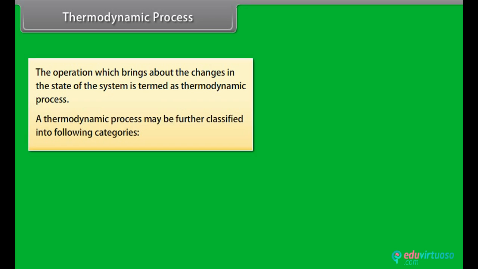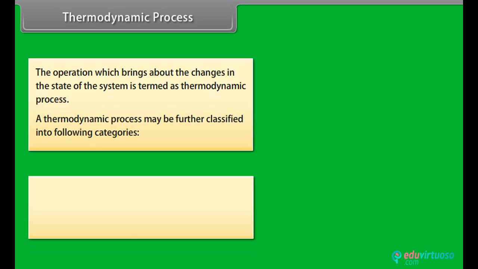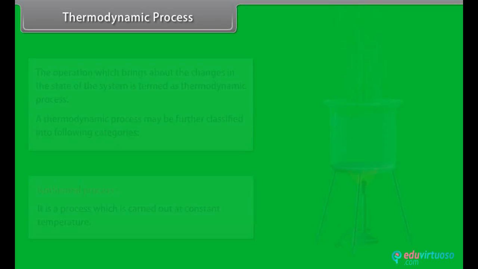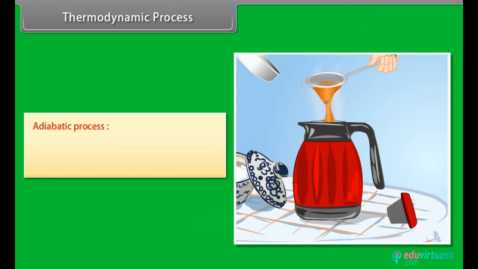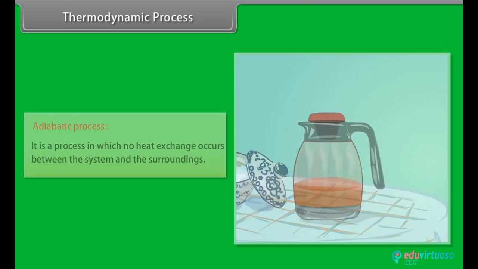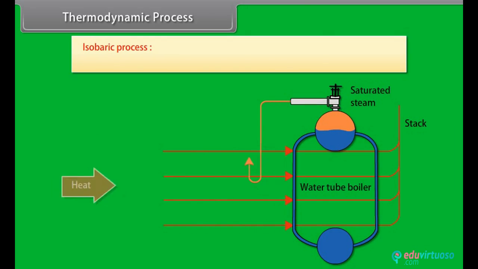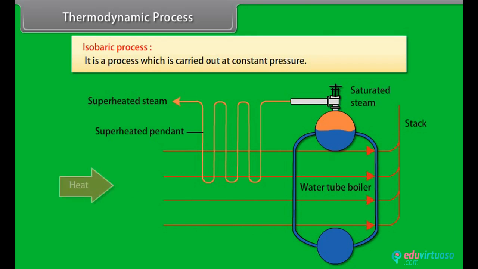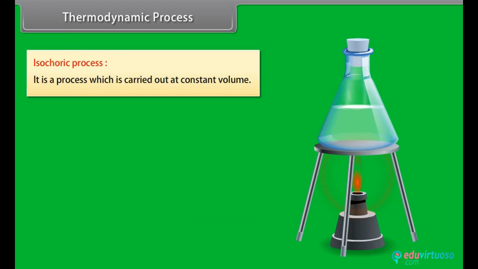A thermodynamic process may be further classified into following categories. Isothermal process. It is a process which is carried out at constant temperature. Adiabatic process. It is a process in which no heat exchange occurs between the system and the surroundings. Isobaric process. It is a process which is carried out at constant pressure. Isochoric process. It is a process which is carried out at constant volume.